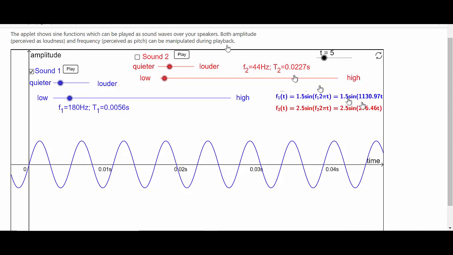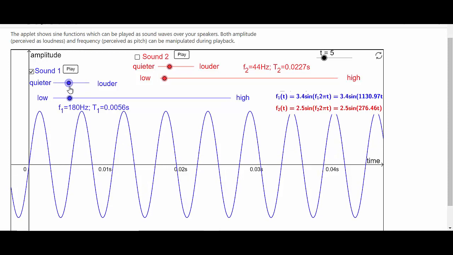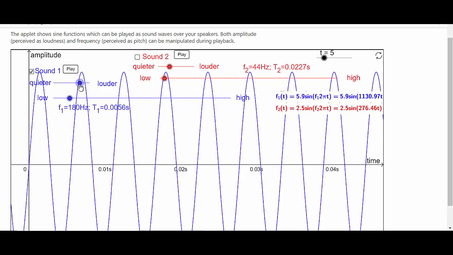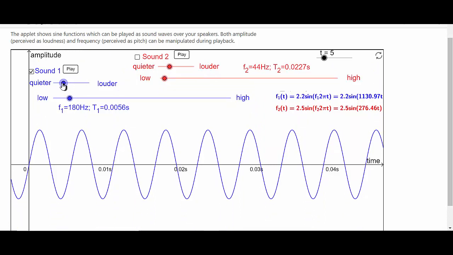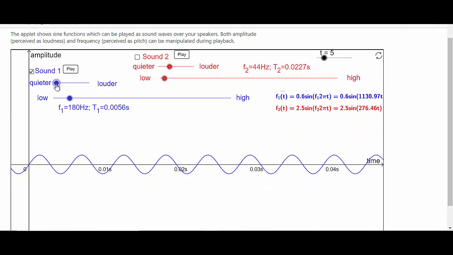I'll explain what happens if you don't know this, because a lot of times students don't know this. The way you make a sound louder is you change the amplitude. The amplitude changes the loudness of something. So if I do that, it just gets louder and louder. If I want to make a sound softer and softer, I just change the amplitude like that. So that's how that goes.